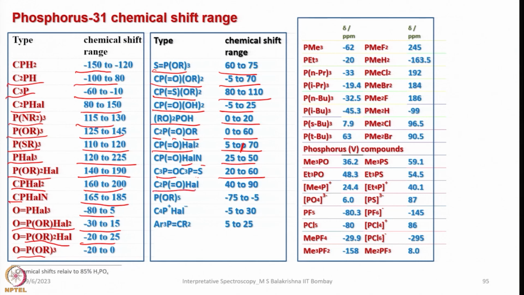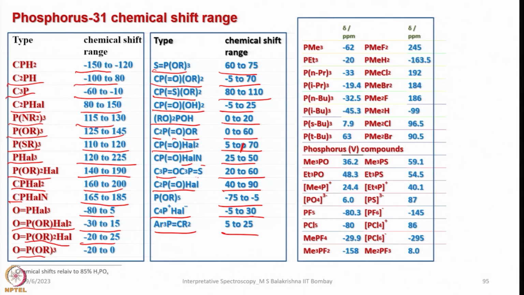And if you have halogen, R2POCl comes around 40 to 90. If you have penta-coordinated pentavalent phosphorus compounds, it comes around -75 to -5. And if you have phosphonium salt, it comes around -5 to 30. And if you have Wittig reagents, they come around 5 to 25.